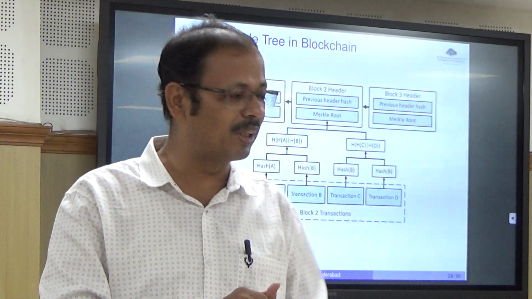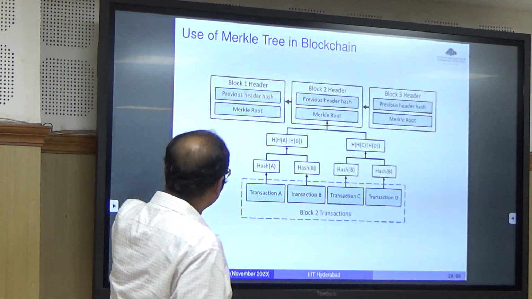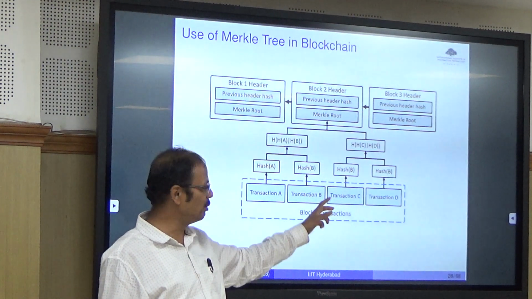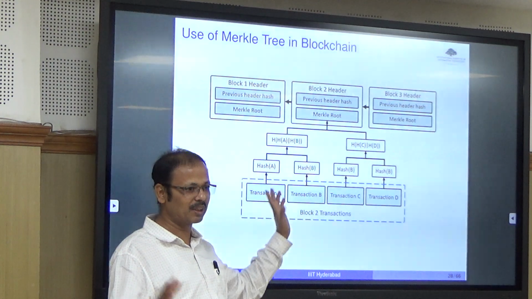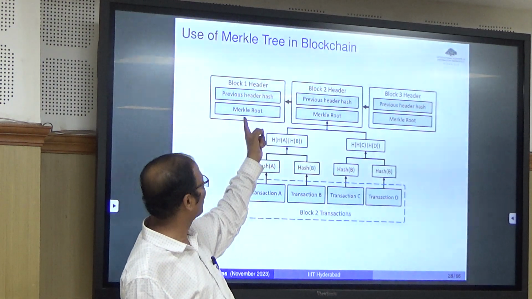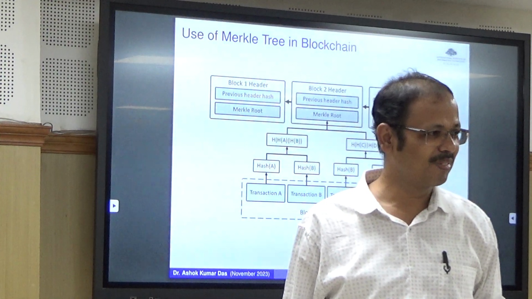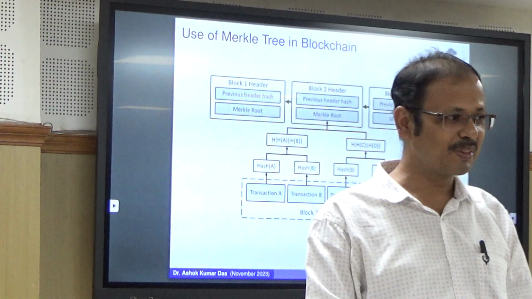And one interesting property is that for each and every block, the transactions are distinct. Maybe some transactions may be repeated, but most of the transactions are distinct. Therefore, your hash value will be distinct for each and every block, because of the hash property.